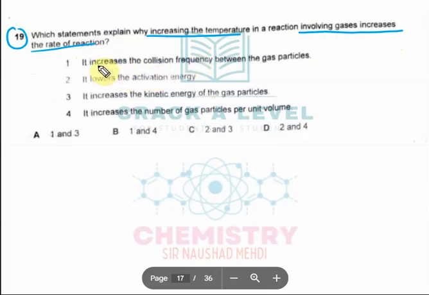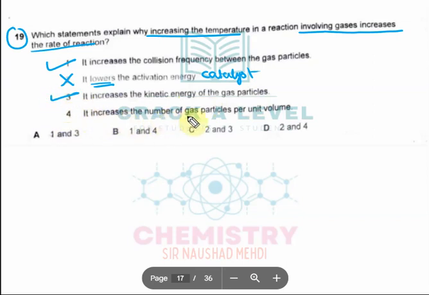So you are increasing the temperature, right? So it increases the collision frequency, yes, because the kinetic energy increases, so the collisions will also get increased. So this is the correct statement. Similarly, it lowers the activation energy. No, the activation energy gets lowered by using a catalyst, not by increasing the temperature. So this is not the correct statement. It increases the kinetic energy of the gas particles. So yes, this is also the correct statement.